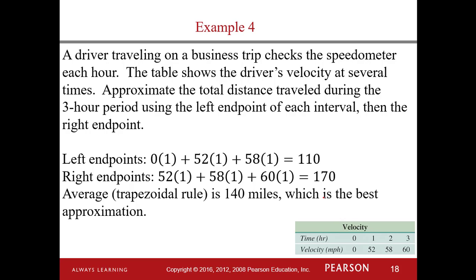But the left endpoint in this case is going to underestimate. The right endpoint overestimates. So we could take the average of the two, the right and the left endpoint, which is referred to as the trapezoidal rule, and that gives us 140 miles, which would be the best approximation of the total distance traveled in that 3-hour period in the example.